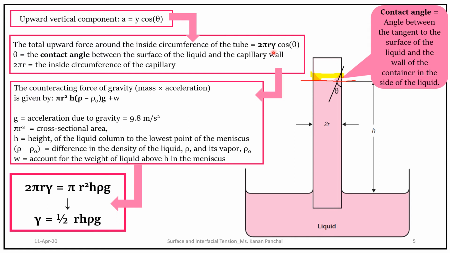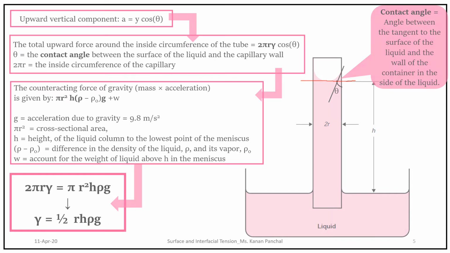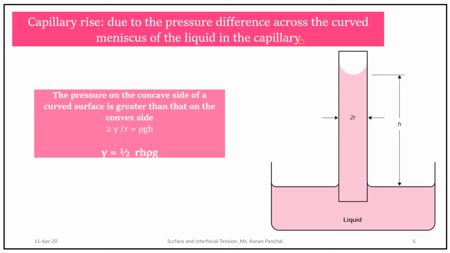So when we equate the upward component and the downward component, we get this equation. On further solving, we get the final surface tension as ½ r h ρ g, where r is the radius of the capillary tube, h is the length of the column of liquid, ρ is the density of the liquid being tested, and g is the acceleration due to gravity. Capillary rise is also given due to the pressure difference across the curved meniscus. This is based on the principle that the pressure on the concave side of the liquid is greater than on the convex side of the meniscus. So based on this, you get an equation 2γ/r = ρgh. On further solving it in terms of gamma, you get γ = ½ r h ρ g, which is similar to that obtained by the previous method.